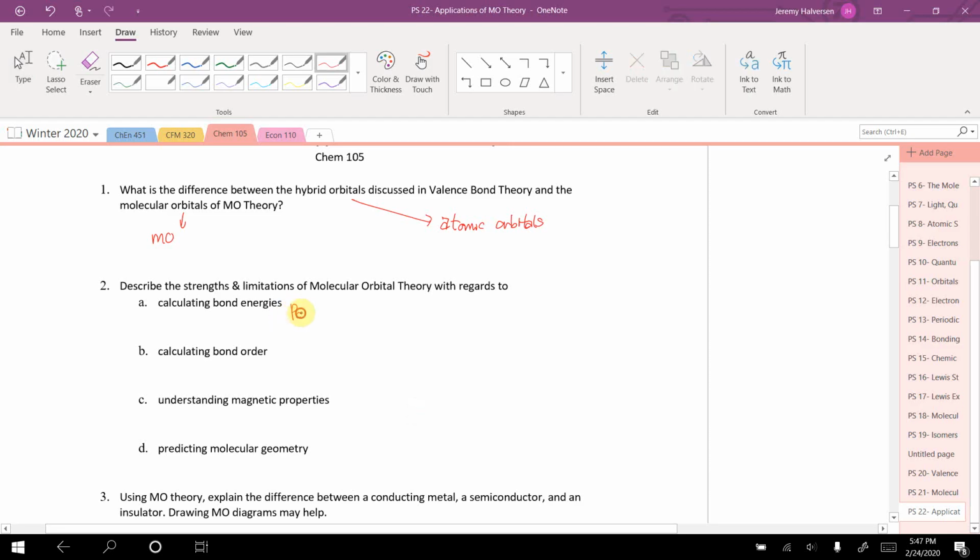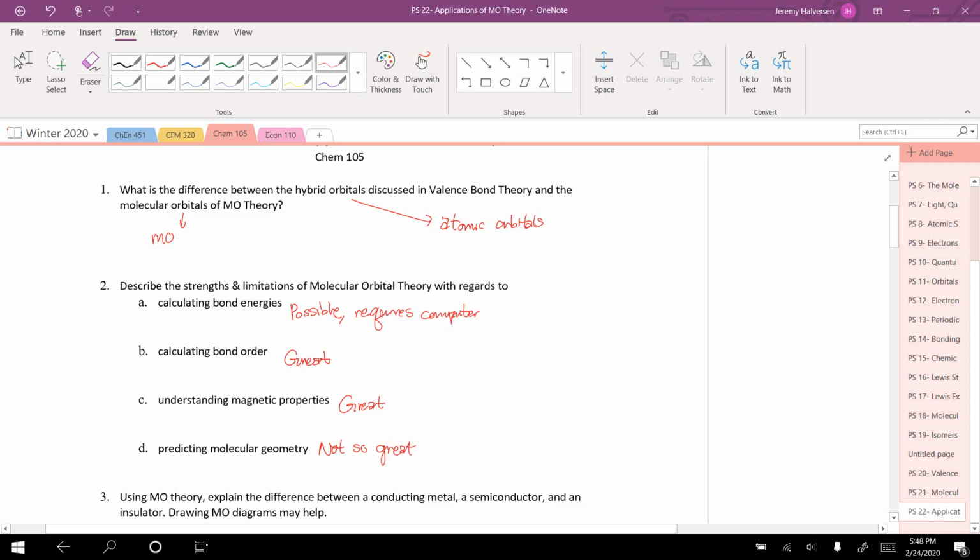So it's possible to calculate bond order or bond energies, unlike valence bond theory, where we don't do that. It is possible in molecular orbital theory, but it requires some computing power. Okay, so it's not something that you can just do by hand. It's very good at calculating bond order. Magnetic properties, great. And geometries, not so great.